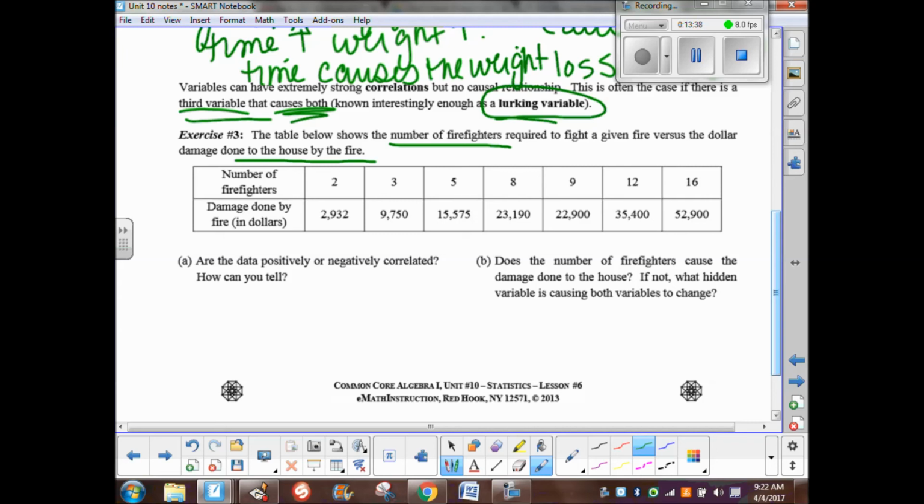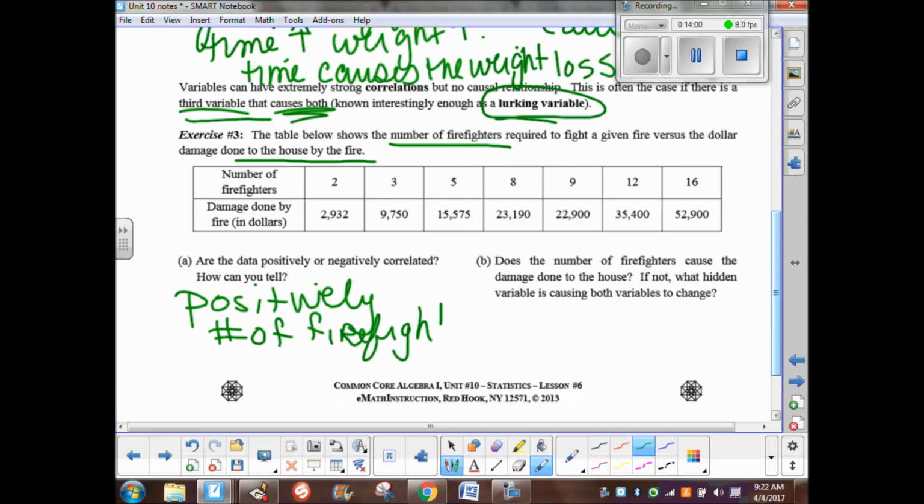Are the data positively or negatively correlated, and how can you tell? Bobby? Positive, because as your firefighters go up, the damage goes up. Yep. So as the number of firefighters goes up, you see from the table, the dollar damage also goes up. So it's that positive slope.